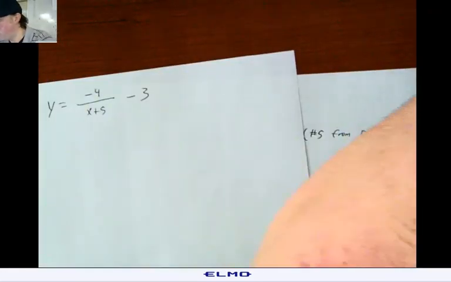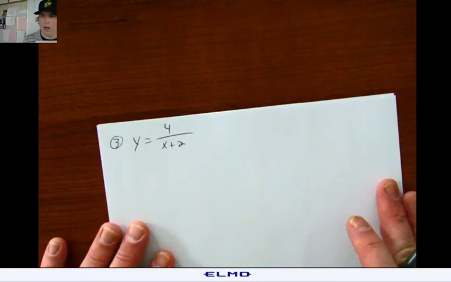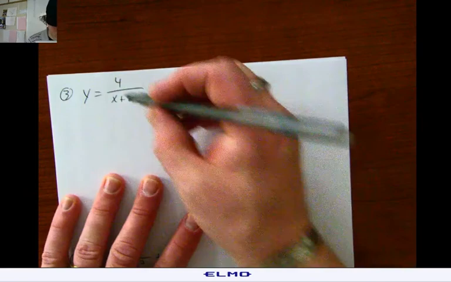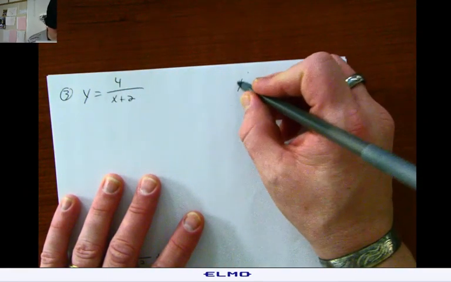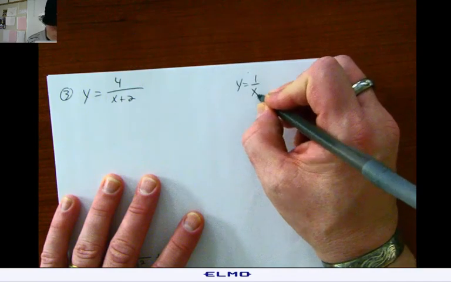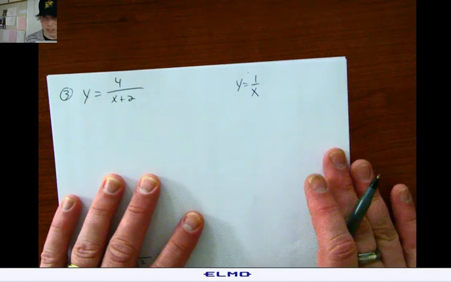Where are examples 3 and 4? Here we go. Example 3. So now we're going to add some translations into the mix as well. We have the parent function of y equals 1 over x. I've just realized I haven't been doing all of the instructions with those previous problems. I'll go back to that in a minute.